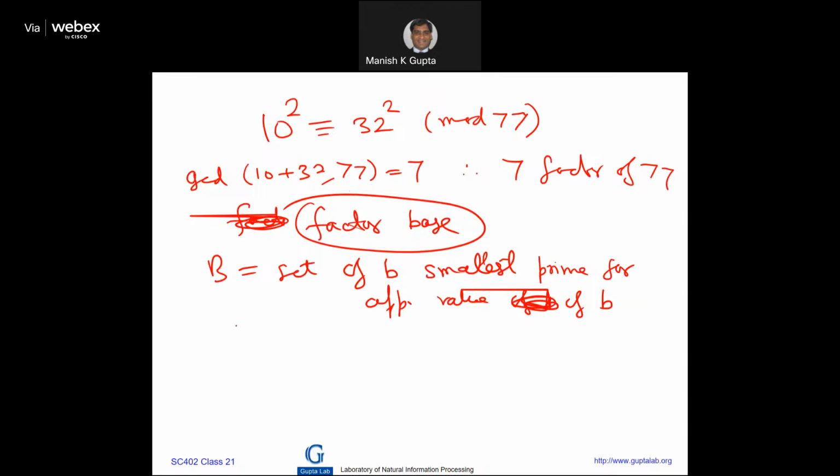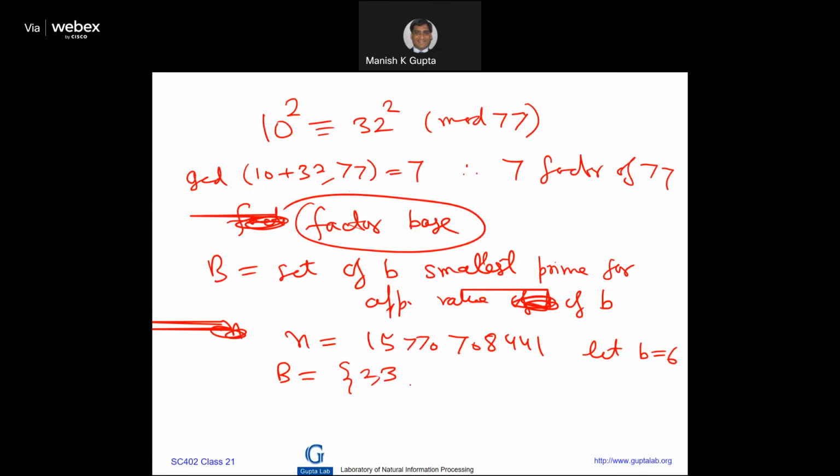So let us start with an example. N is equal to 15770708441. Let B be 6 and capital B be 2, 3, 5, 7, 11, 13. Okay, then we have 8340934156 squared is equal to 3 into 7 mod n.